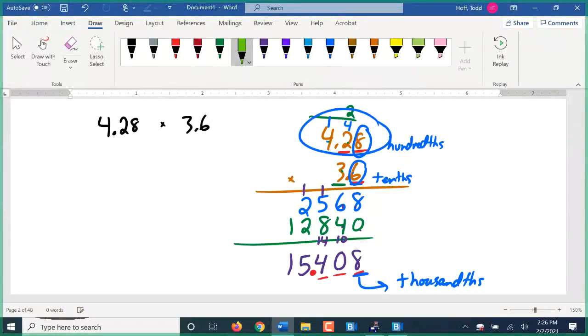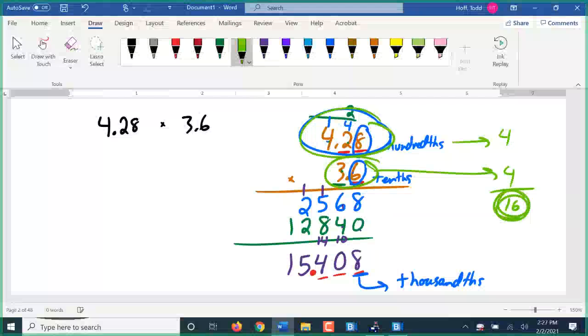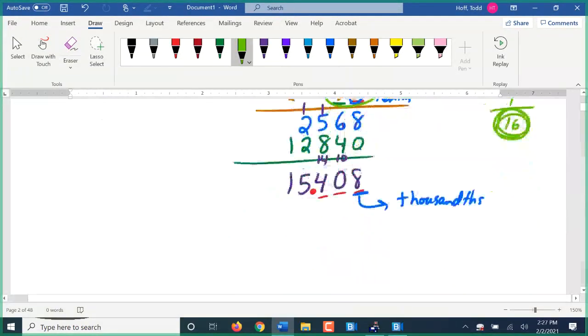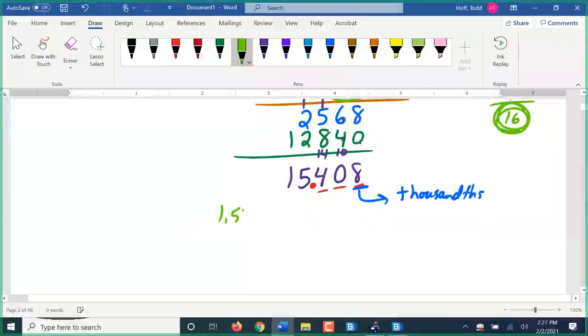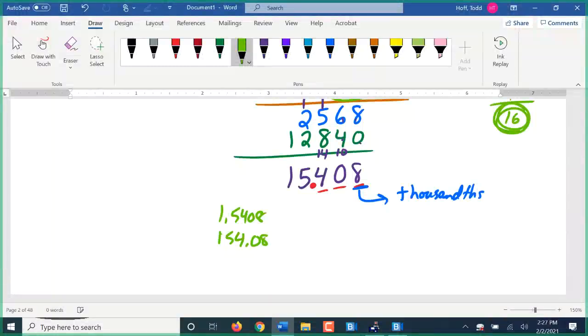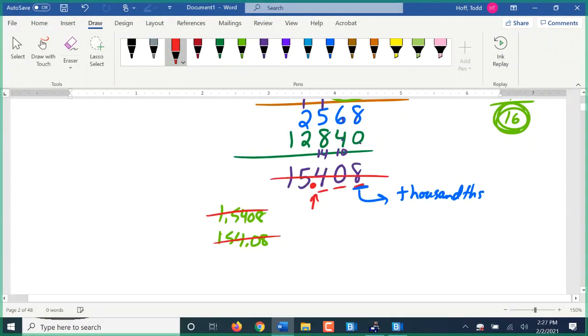Now, there's an easier way to think about it even. This is about 4. This is also about 4. 4 times 4 is 16. So we're expecting a solution here close to 16. 1.5408 would not have made sense. 154.08 would not have made sense. Neither of those solutions would make sense with our answer. So the only place that it makes sense to put the decimal point is where we did there.